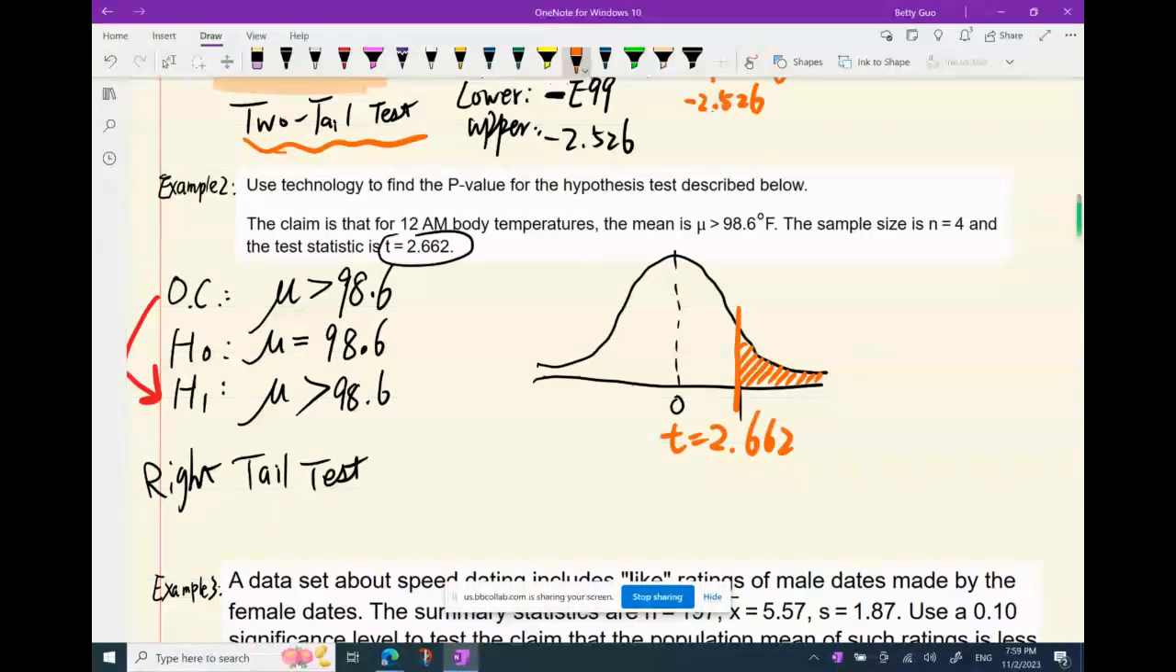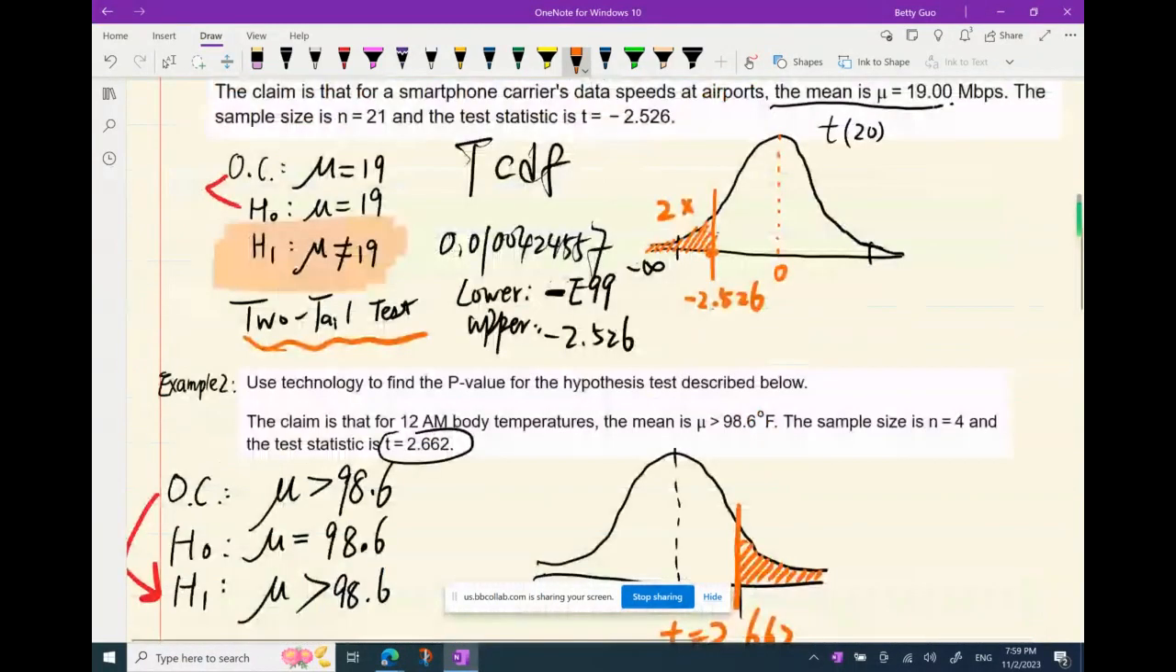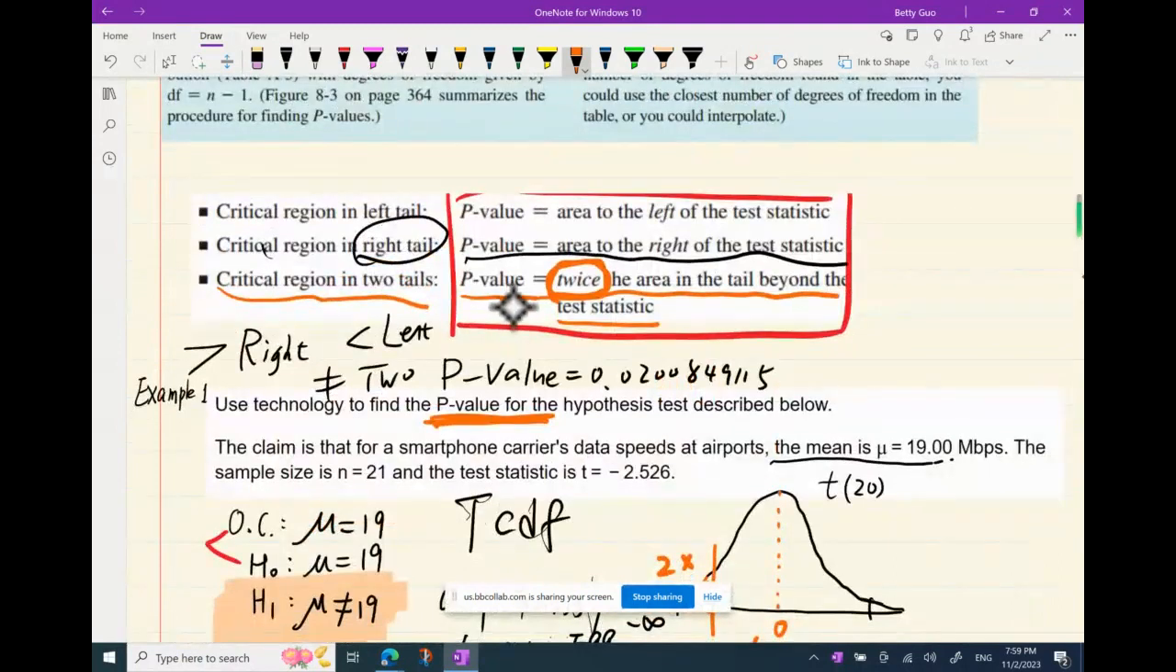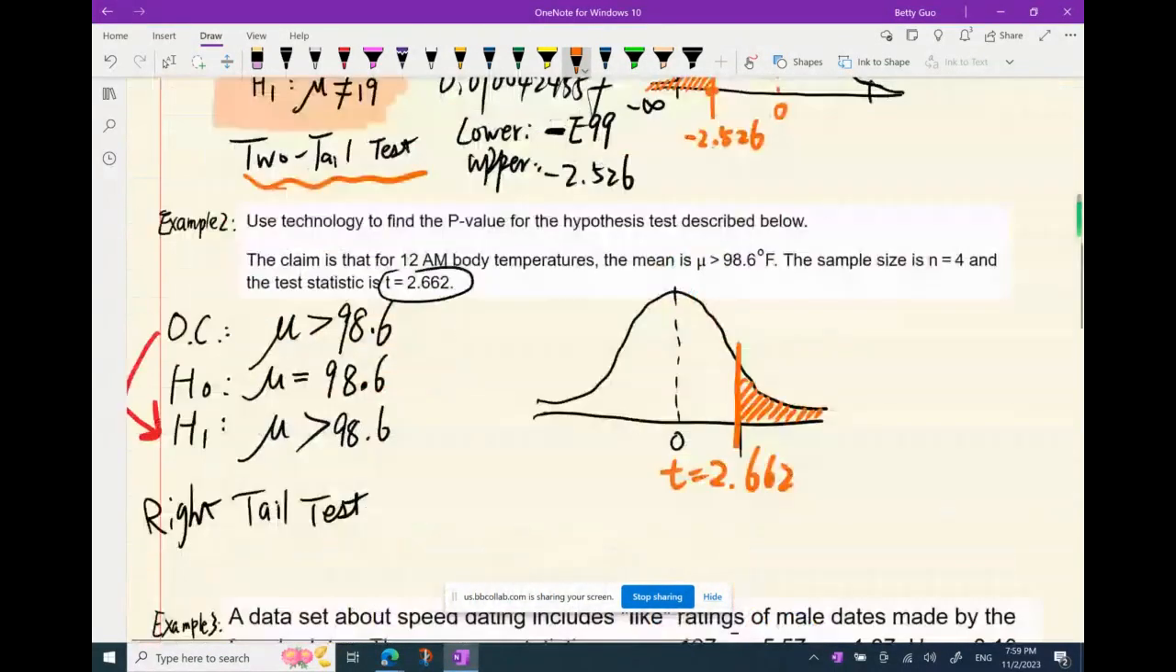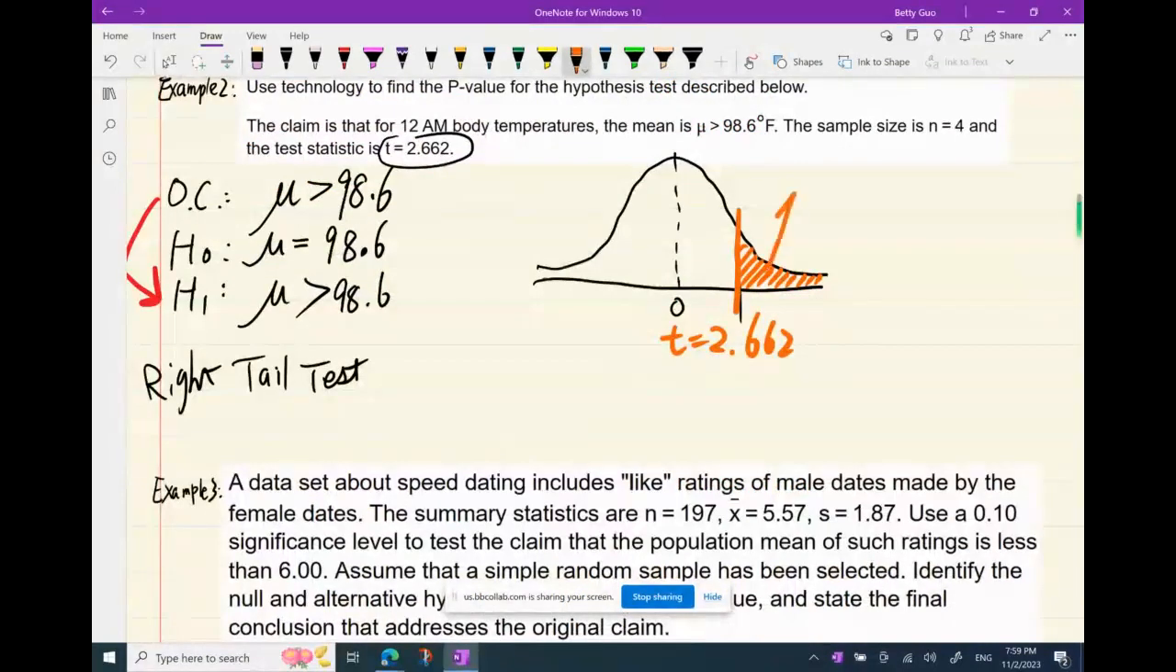You don't have to multiply by 2, by the way. Only when the test is a two-tail test do you multiply by 2. For a one-tail test, you don't multiply by 2. In order to know the area, which is a probability, we need to use the T distribution, by the way. What's the sample size? Sample size is 4. So the degree of freedom is 3.